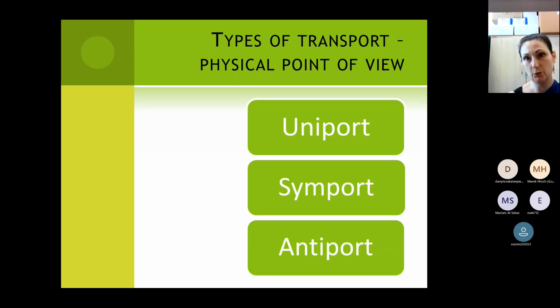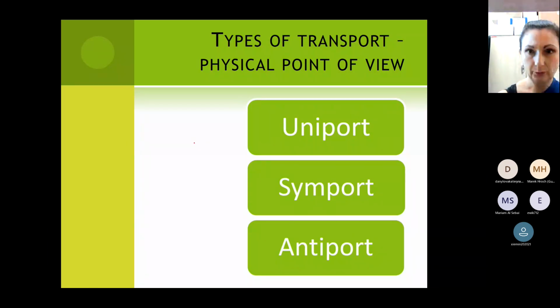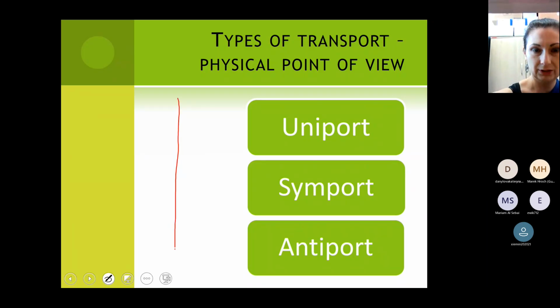So what is possible? From the physical point of view, we can transport just one particle from one side to the other side. Maybe I can draw it. Okay, uniport. So we have a wall. I can draw it like this. So one particle goes from one side to another side, and the same particle just via this barrier.